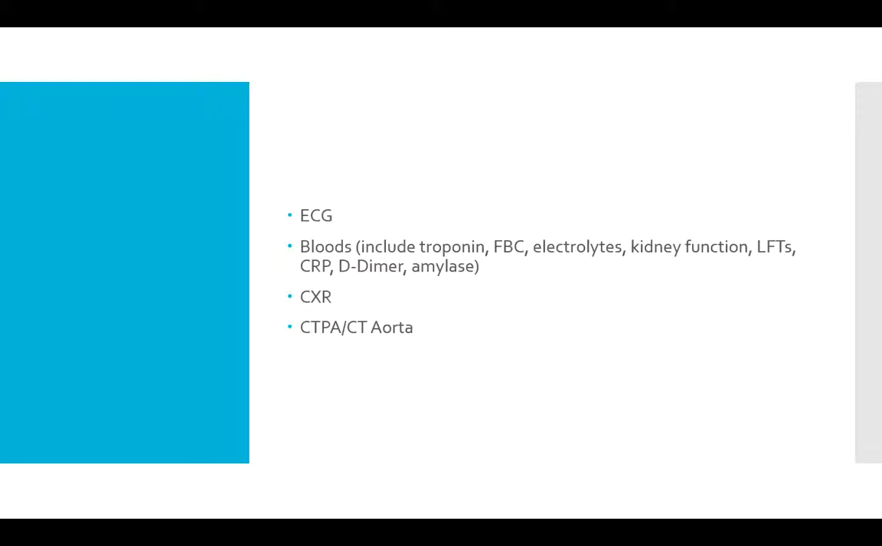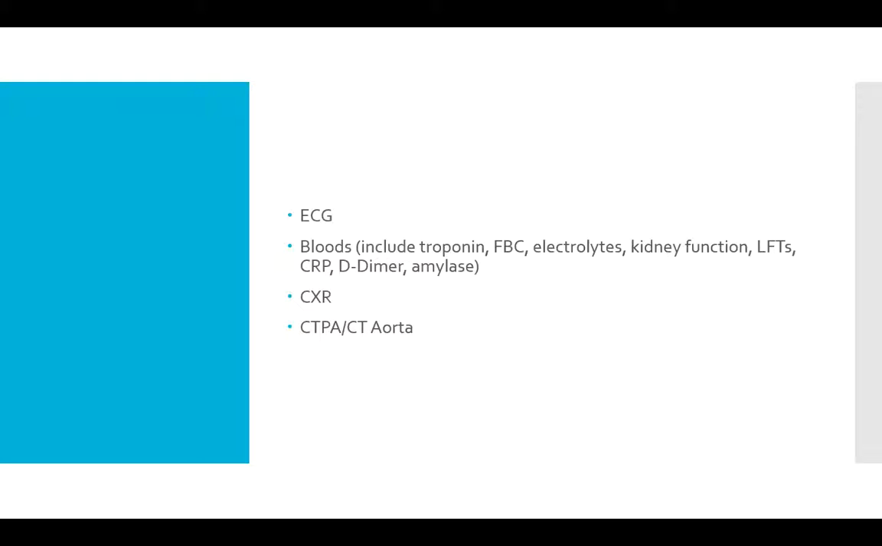But there are risk scores such as your PERC score, and your Wells score, which can help you establish A, whether to do a D-dimer, or B, whether to go straight for imaging. So it's always worth, if you're thinking about a pulmonary embolism, considering doing that score before you send off a D-dimer. And your amylase as well. It's not unheard of for people to have a central chest pain and then for them to have a raised amylase and it actually be a pancreatitis.